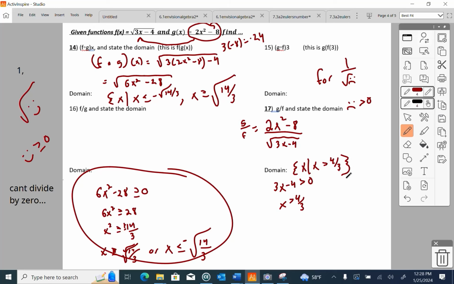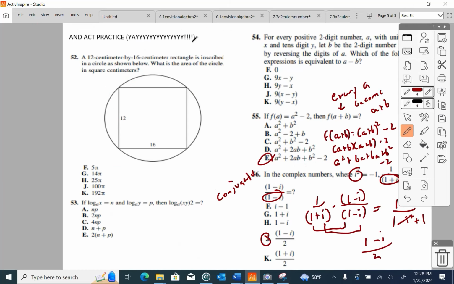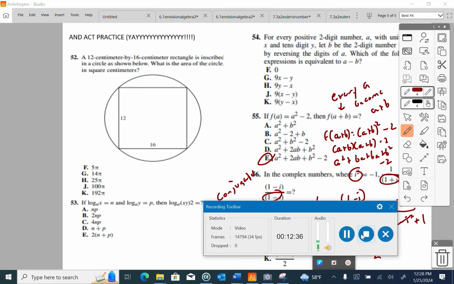Finish the curly braces. Pretty sure that's it for the homework video. Thank the Lord, because I am exhausted and I don't want to do this anymore. Have a good day.